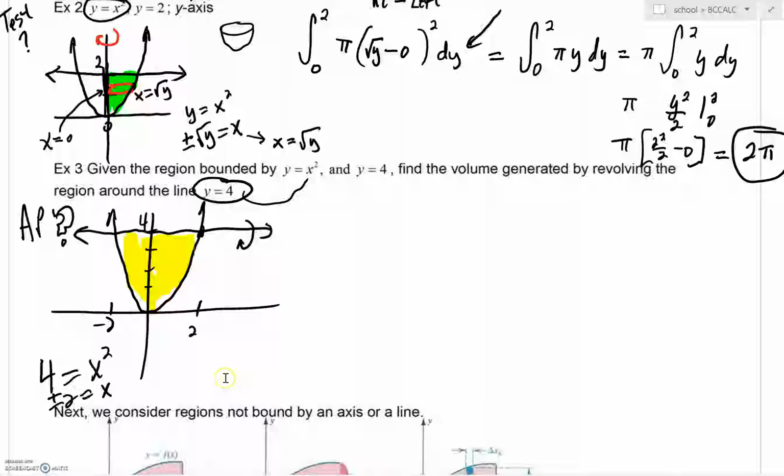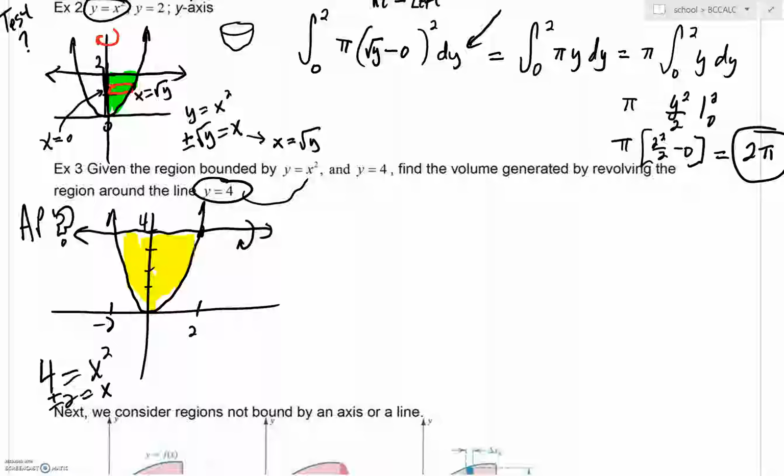Calc BC, we're back in lesson 6.2, finishing up example 3. So we're revolving around another line. That's so classic of a question on the AP exam. If you're going to deal with the disk method, it's 90% likely that you're going to have to revolve around a line like y equals 4, y equals -2, or something like that.